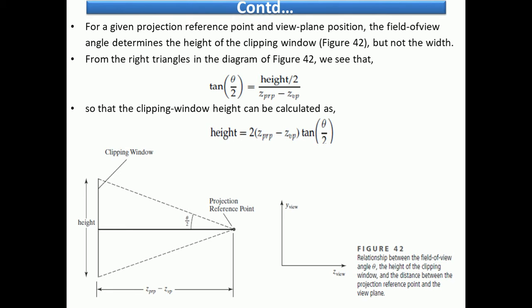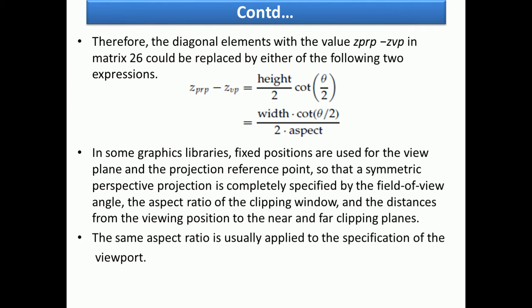From the right triangles in this figure, we can see that tan of theta by 2 equals height divided by 2 over zprp minus zvp. Therefore, the diagonal elements with the value zprp minus zvp in one of the previous matrices could be replaced by either of the following two expressions. That is, zprp minus zvp equals height divided by 2 into cot of theta by 2, which is equal to width into cot of theta by 2 divided by 2 into aspect.